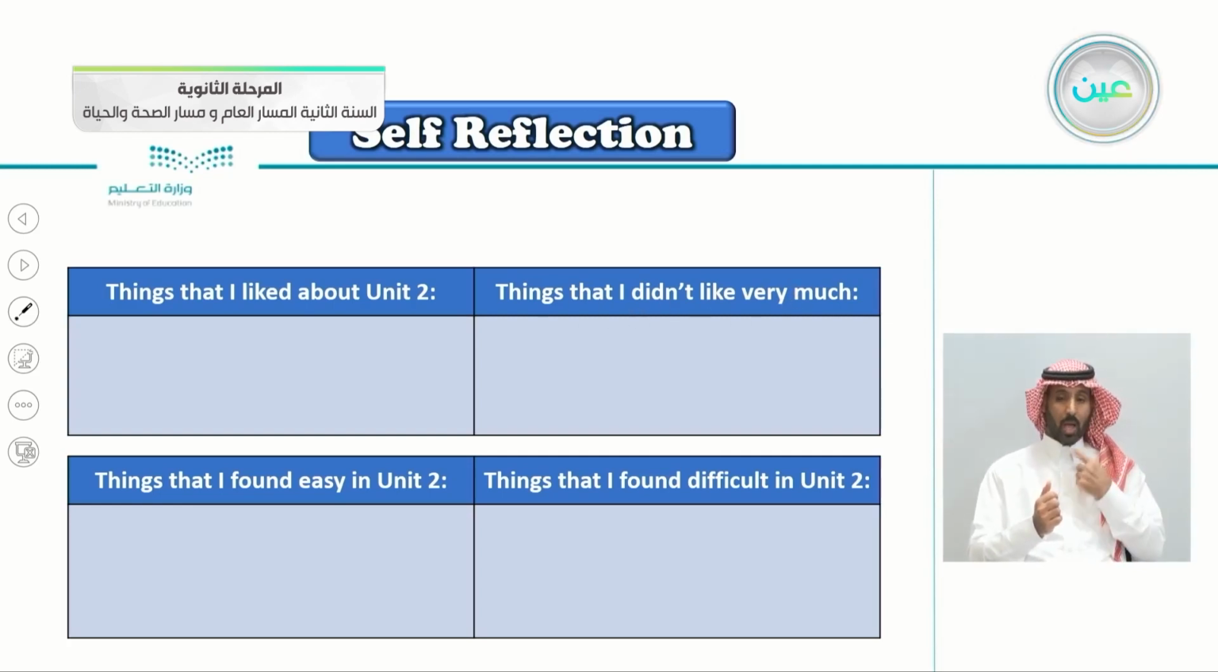Things that you didn't like. Maybe the grammar lessons were pretty hard. The form, meaning, and function, maybe it was hard for you, and so on. Things that I found easy in Unit 2. Things that I found difficult in Unit 2.